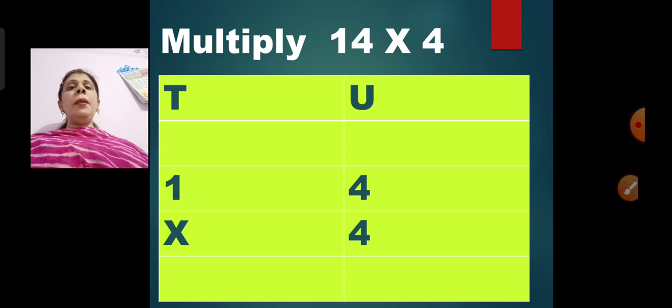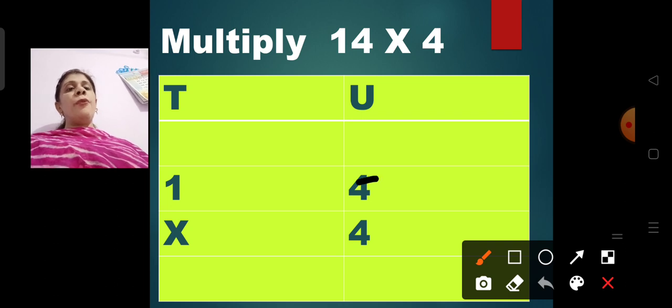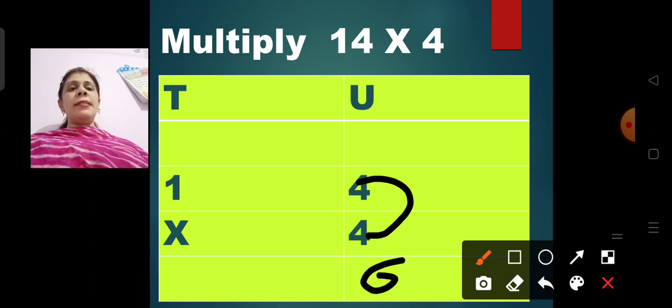Next, 14 multiplied by 4. What is my question, children? 14 multiplied by 4. Let us multiply. 4 4s are 4 1s are 4, 4 2s are 8, 4 3s are 12, 4 4s are 16. So for 16 I will write 6 here and 1 I will carry over.